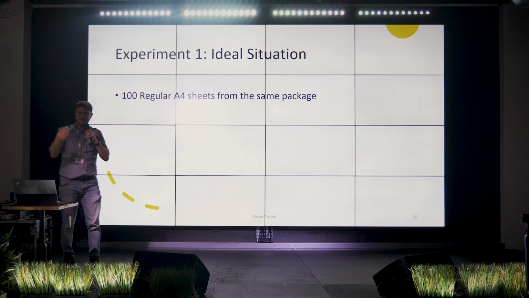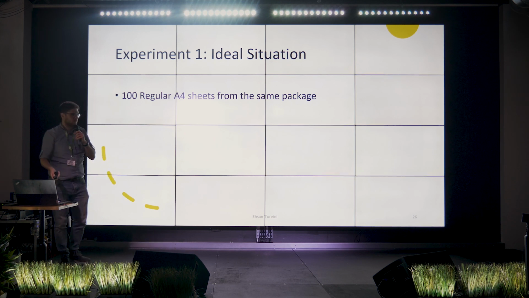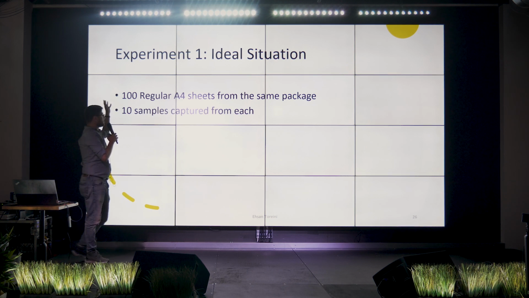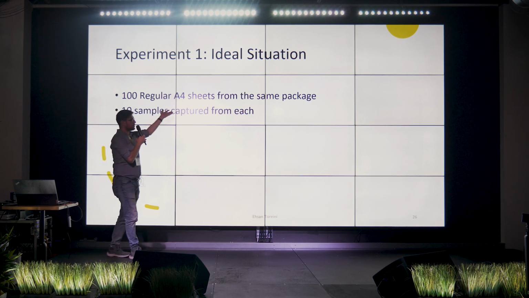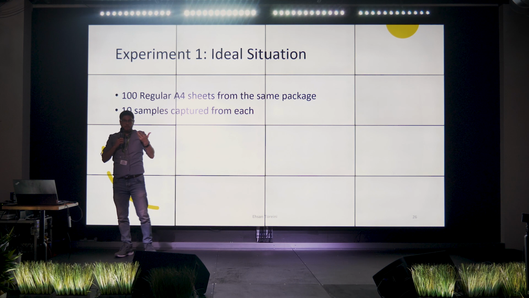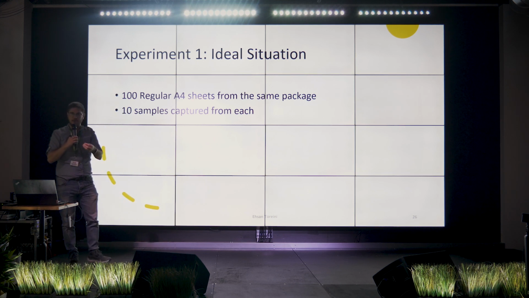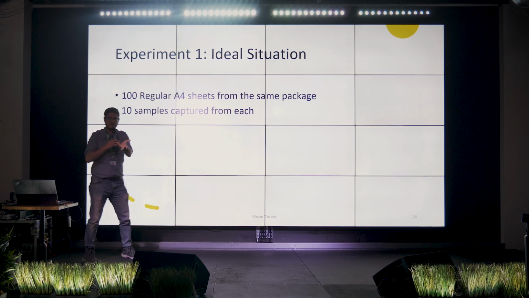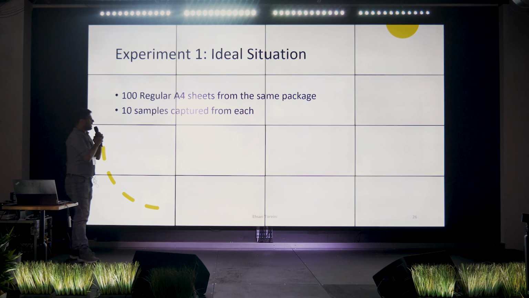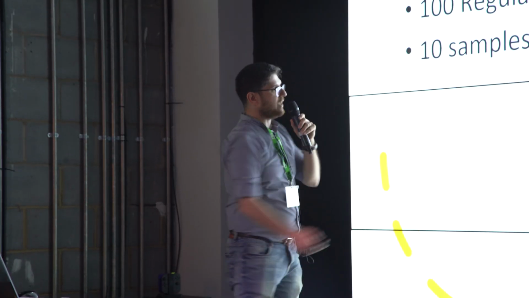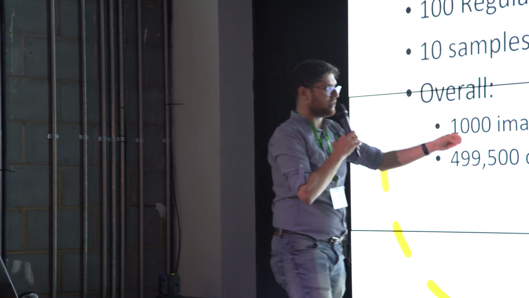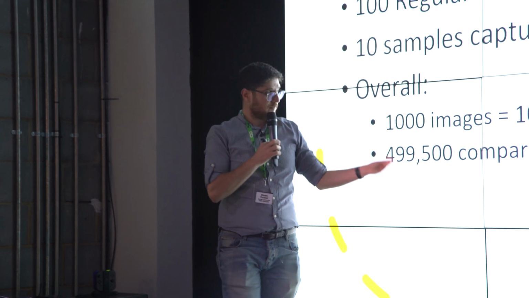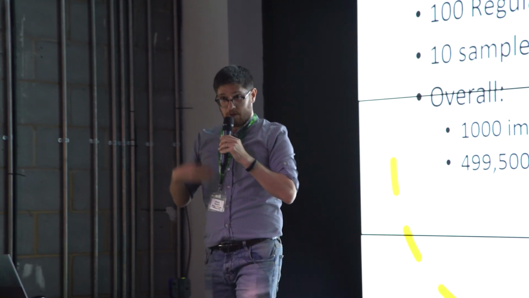But what we did next is actually putting what we wanted to evaluate in action. So we chose 100 regular A4 paper sheets from the same package. So hopefully they come from the same origin, the same manufacturer, and the same physical environment because they were in the same box. We sampled each of them 10 times. So at the end we have 1,000 pictures, which means 1,000 fingerprints, and cross comparison of those was around 500,000 comparisons.